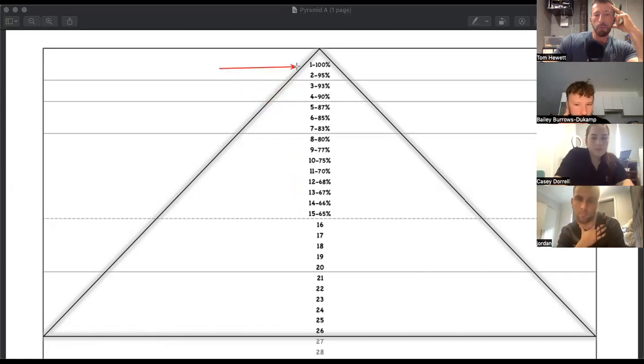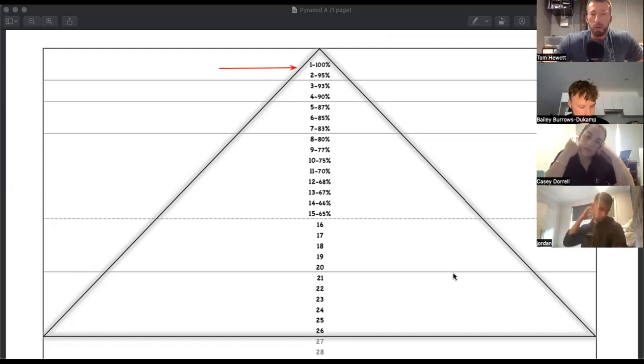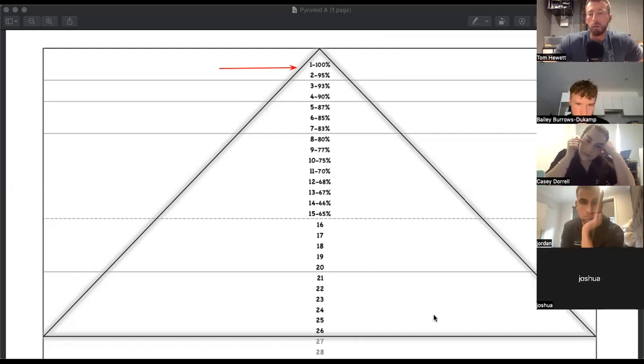And so if a 1RM was the heaviest load that you can pull, say it was in a deadlift powerlifting competition, and you're going to pull your 1RM, that would be 100% of your strength.